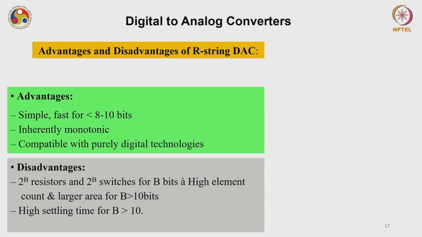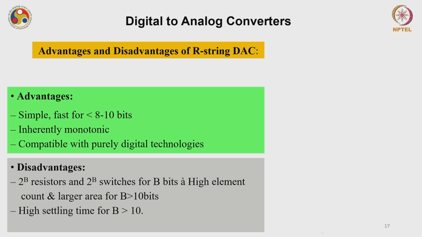One of the greatest advantages of this R string kind of DAC is that it is very simple, and also if you use a very small number of bits, say 8 to 10 or even fewer, it is actually faster than others. These kinds of devices are monotonic and compatible with purely digital technologies.